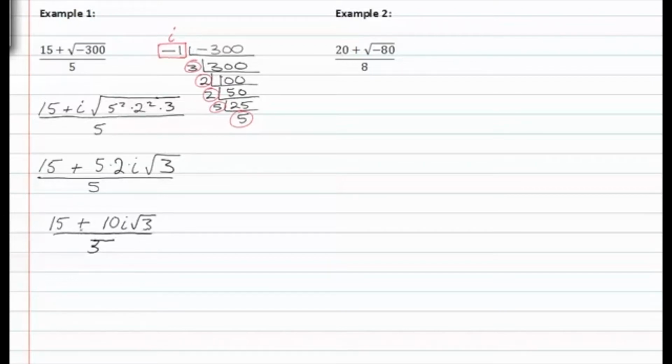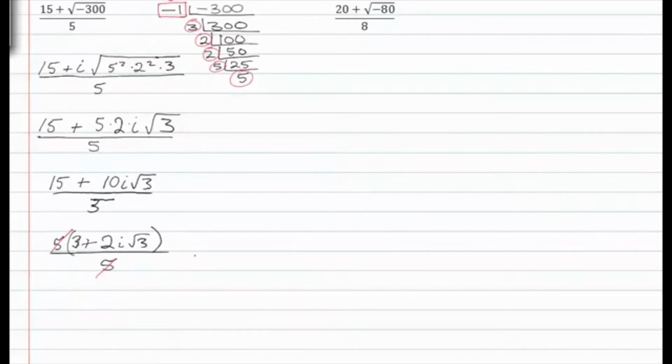Remember, we cannot reduce unless we pull out a common factor, because we can't reduce terms, just factors. The common factor between 15 and 10i root 3 is 5. Once I've factored the 5 out, I'm left with 3 plus 2i root 3 all over 5. The 5's reduce out, and my final simplification is 3 plus 2i root 3.